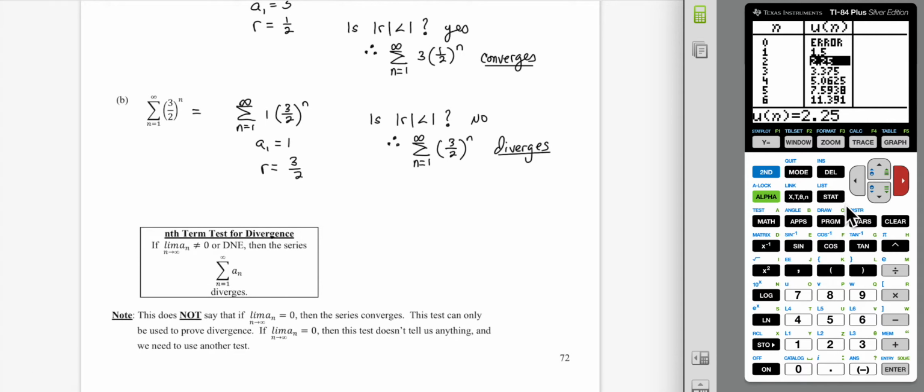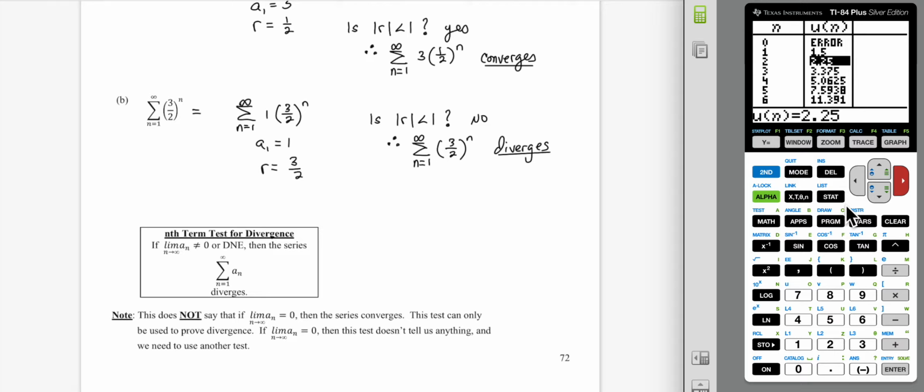So little spacing issue in the box here, the nth term test for divergence. You'll see it just looks a little weird, so I'll fix that at some point. So if the limit as n approaches infinity of a sub n does not equal 0 or some non-existent value, then the series diverges. All right, so that's a weird one. So if it does not equal 0 or DNE, then the series diverges.